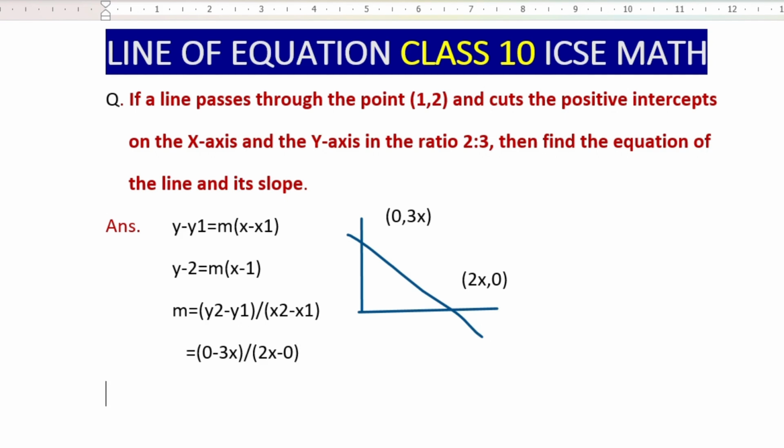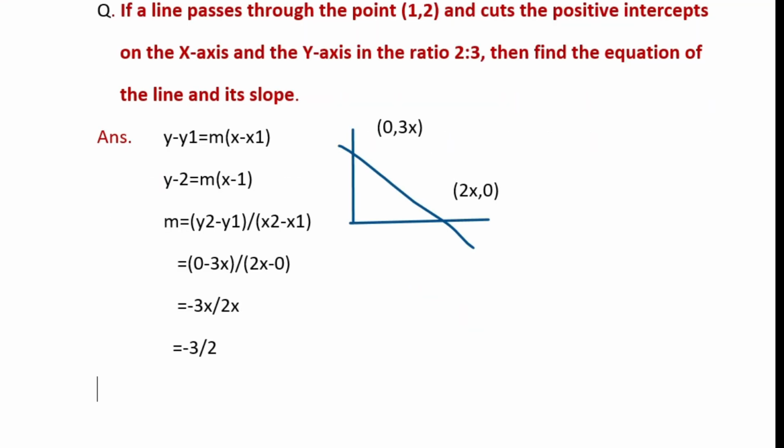So 0 minus 3x is minus 3x, divided by 2x, and x is cancelled. So how much is this? Minus 3 by 2. The answer is m is minus 3 by 2. Now put the value here. y minus 2 equal to m, which is minus 3 by 2, into (x minus 1).